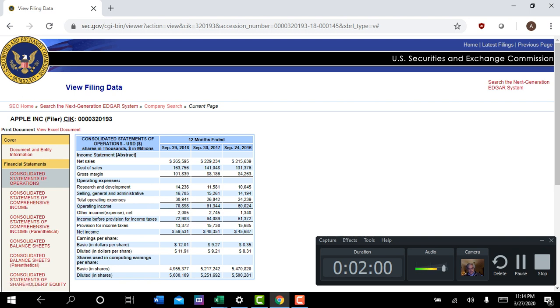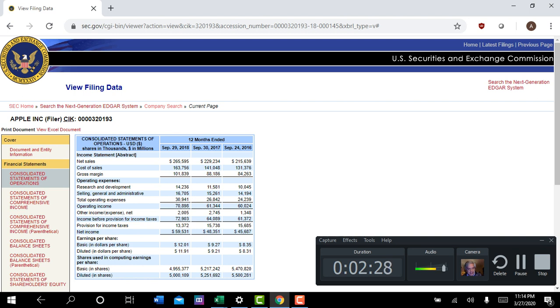Okay, now I don't know if you can see because sometimes the pointer doesn't come out, but if you look at September 29, 2018, the net sales for Apple for that year were $265 billion, which we all know is a huge amount. Okay, but it doesn't matter how much you sell if you don't make a basic profit on it. And that's what gross margin is. Gross margin, the 101 here, is a basic profit.